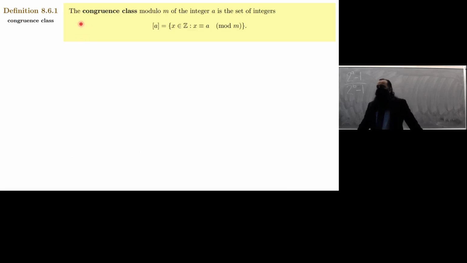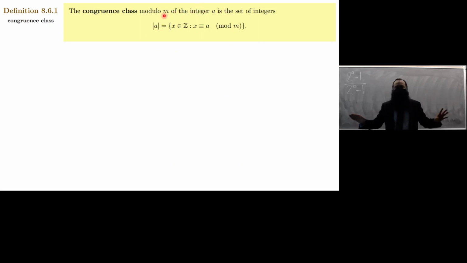So, now, formal definition. The congruence class modulo m of the integer a is the set of integers x such that x is congruent to a mod m. And we denote it with an a and square brackets around it. Okay? That a with square brackets around it has no meaning if we haven't defined the modulus yet.